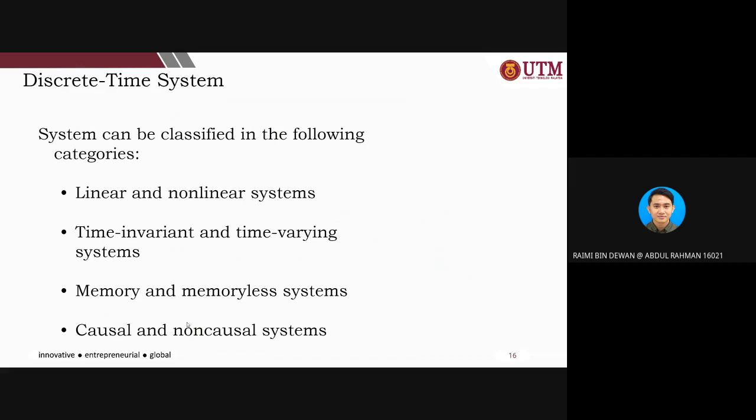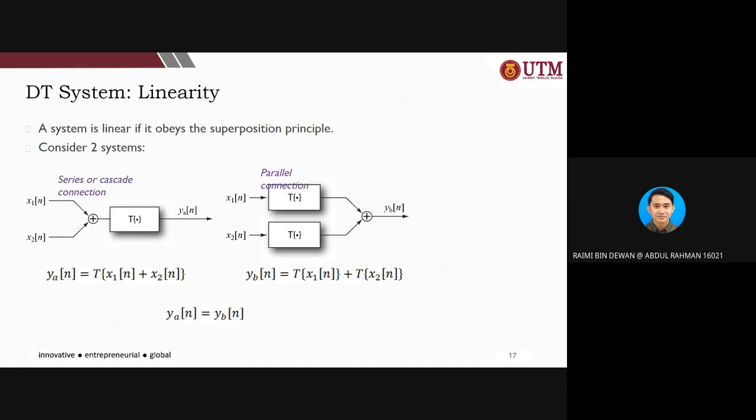This is just like the terms that we already know from the previous lecture. First we go for linearity. A system is linear if it obeys the superposition principle, just like what we learned in the previous lecture.